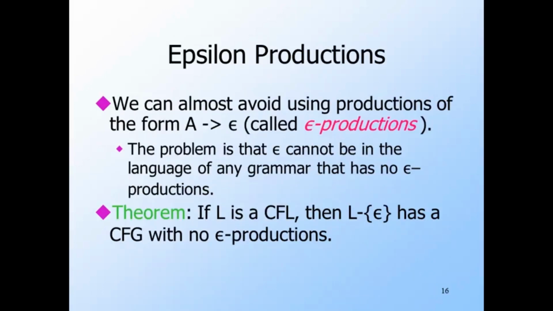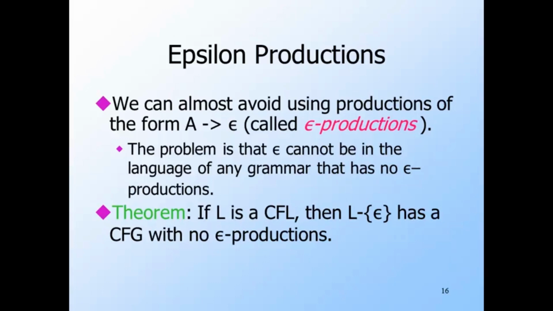Epsilon productions are those that have body epsilon. They can be eliminated from a context-free grammar, and the only thing that we lose is that we can no longer derive the empty string. If the empty string was not in the language to begin with, then we can eliminate epsilon productions and still have a grammar that derives the same language. However, if epsilon was in the language, then we lose it.